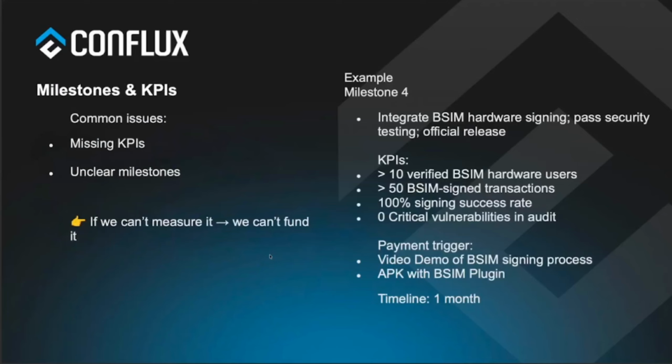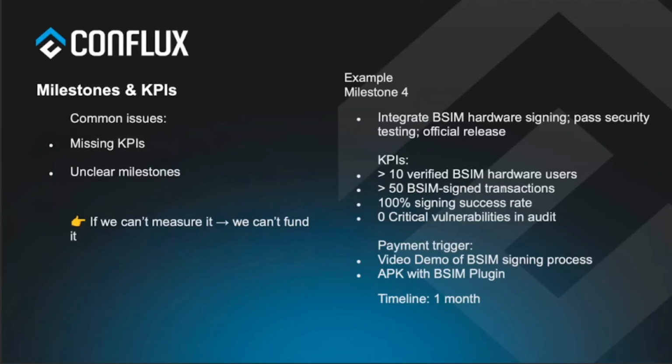So yeah, let's talk about the milestones and KPIs because it's very important. A common issue is that the KPI is completely missing or the milestone itself is unclear. I gave you an example here. It can be any project, it doesn't matter. But by the way, I copy pasted it from a project that recently passed, so it's a great example.